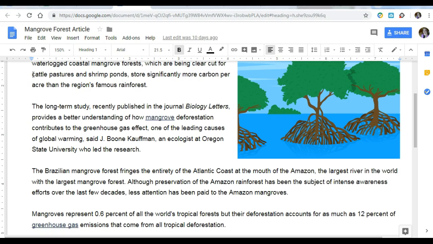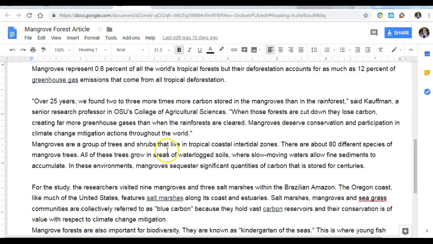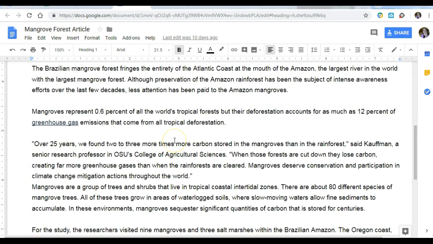The Brazilian mangrove forest fringes the entirety of the Atlantic coast at the mouth of the Amazon, the largest river in the world, with the largest mangrove forest. Although preservation of the Amazon rainforest has been the subject of intense awareness efforts over the last few decades, less attention has been paid to the Amazon mangroves. Mangroves represent 0.6% of all the world's tropical forests, but their deforestation accounts for as much as 12% of greenhouse gas emissions that come from all tropical deforestation.